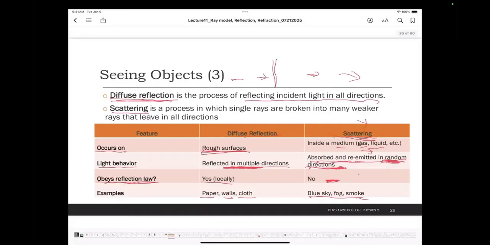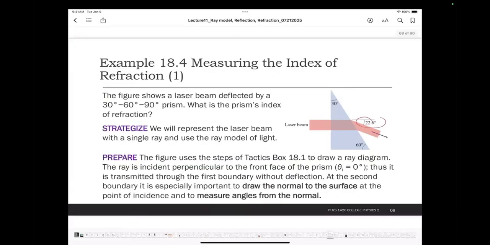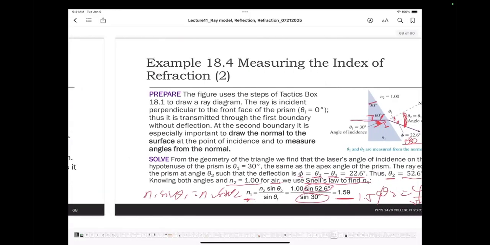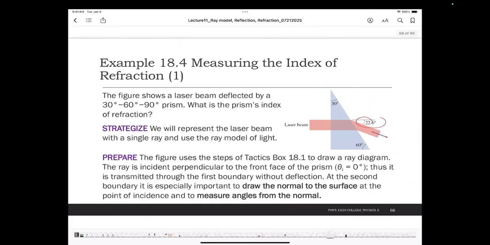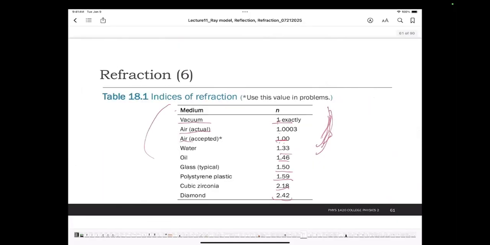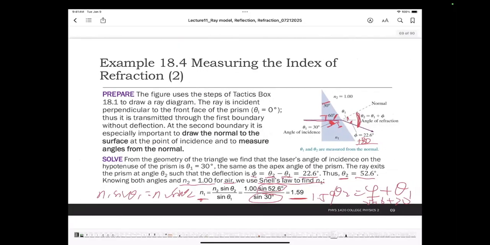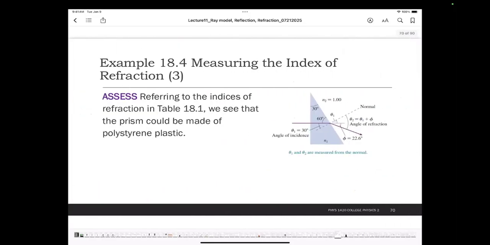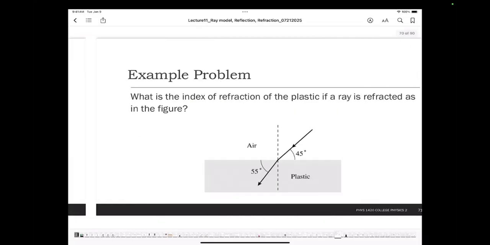Let me see. Yeah, here. You can see it's kind of a plastic. Okay, let's accept this. Referring to the indices of refraction in table 80.1, we see that the prism could be made of polystyrene, like a plastic. That would make sense to you? Okay, let's continue.